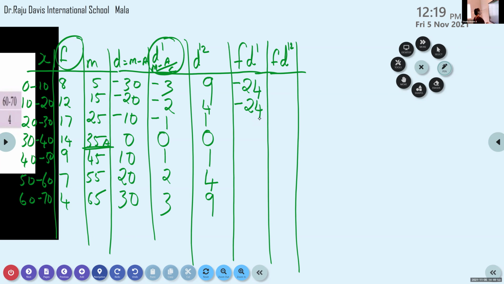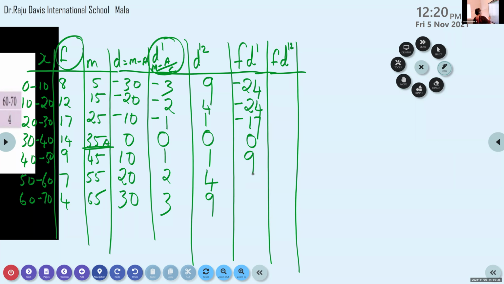Pavitra, next one? -17. Next, Akshay? 0. Aparna? 9. Amal, next one?